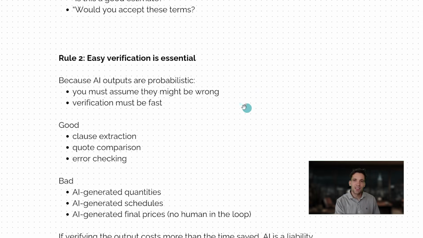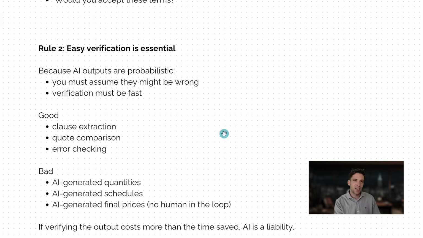Rule number 2 is you need easy verification of outputs. When you're using AI, you have to assume that quite often it'll be incorrect or at a minimum inaccurate. So where you can quickly verify the output of AI, it works relatively well. So this would be extracting a clause from a contract, comparing two different quotes, error checking of an estimate. It'll give you suggestions and then you can quickly verify the source truth of this suggestion.